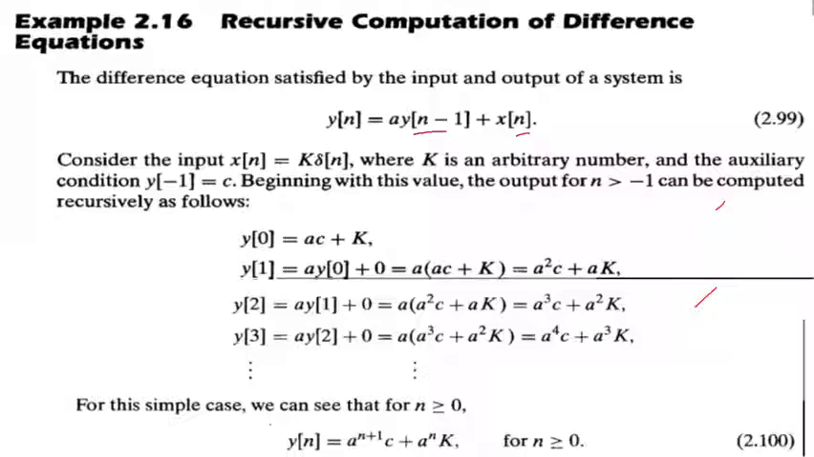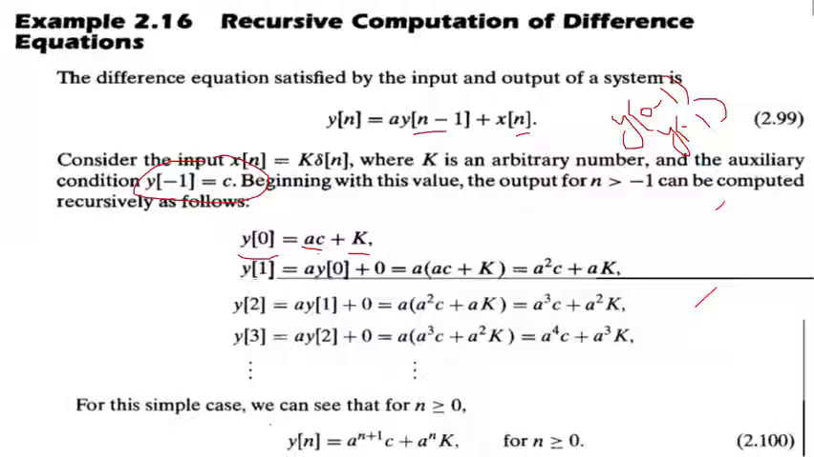This condition is given to us, the starting condition, that y of minus 1 is c. Before that there is nothing. So if I put n is equal to 0, y of 0 is equal to a times y of 0 minus 1, which is y of minus 1, and we know that the value of y of minus 1 is c, so ac plus k.